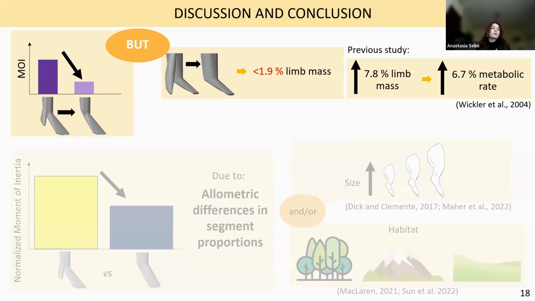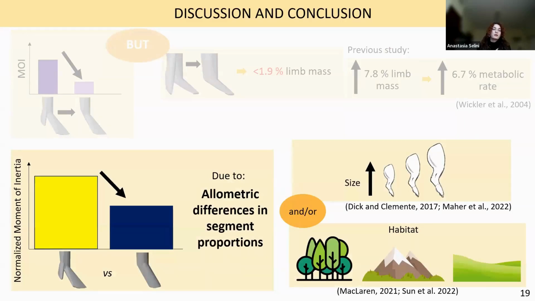So to conclude, we rejected the hypothesis that side digits played an important role in the moment of inertia. The decrease we saw in our hypothetical models when we removed the side digits had only a small decrease in mass. Previous studies that have seen a 6.7% increase in the metabolic rate were due to an increase in limb mass of 7.8%. But in our study, with the removal of the side digits, we saw less than 1.9% decrease in limb mass.